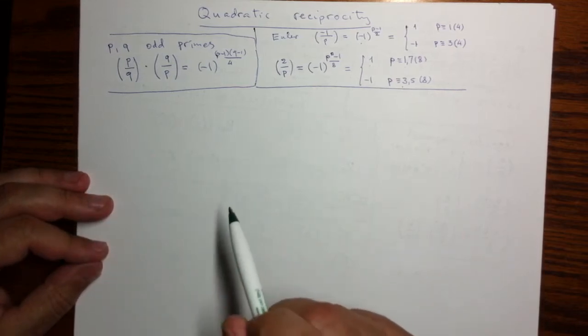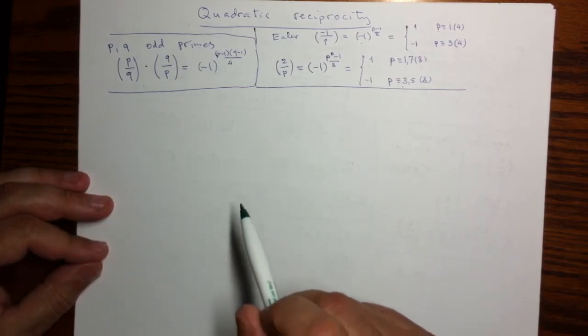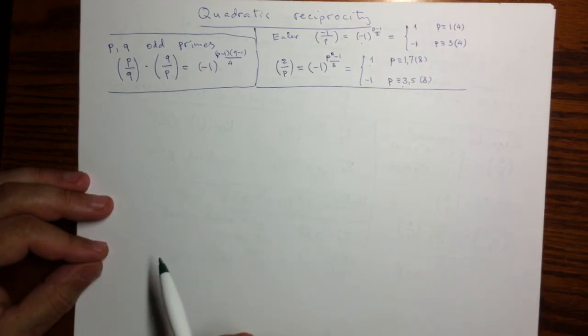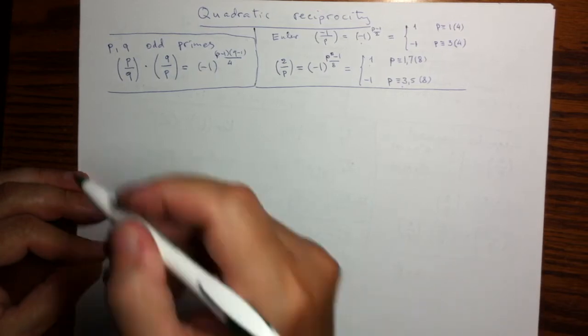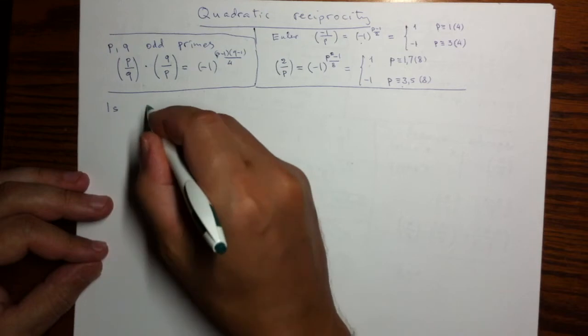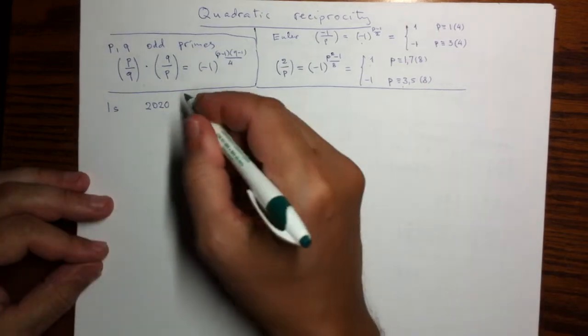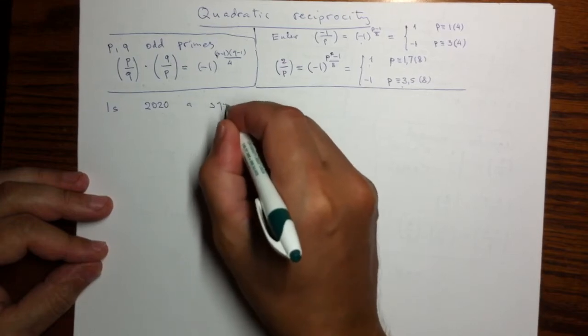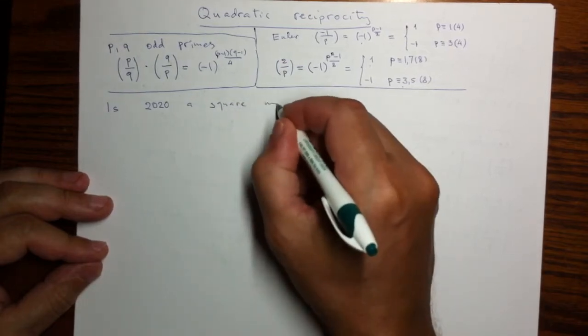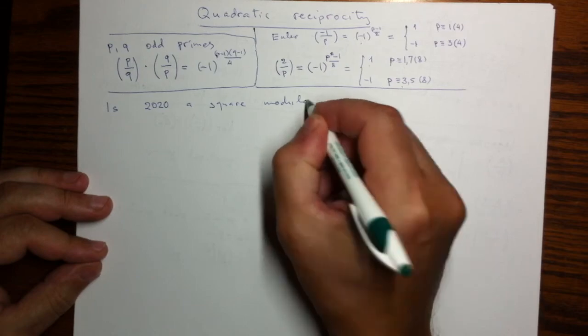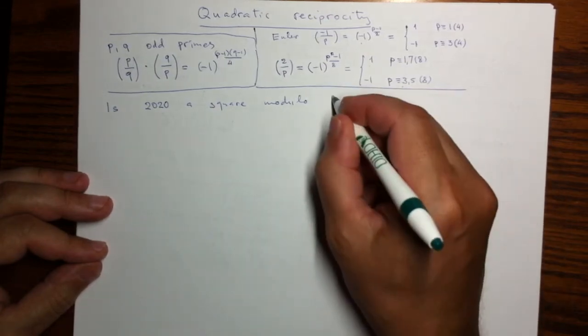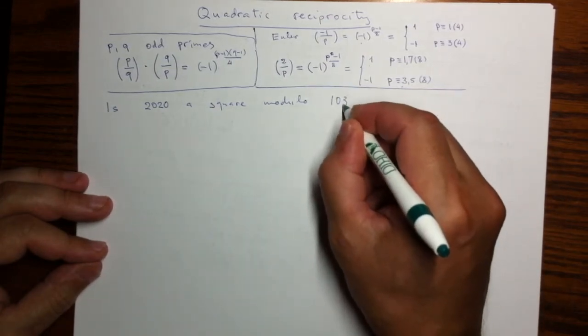So now we are armed with the complete arsenal of tools to answer questions like that. Is, say, 2020 a square modulo, well, a prime like 103?